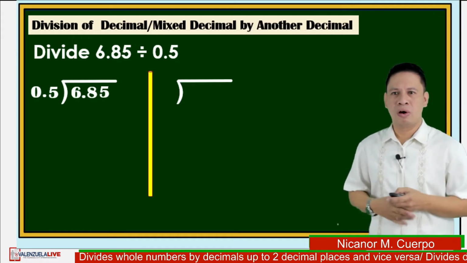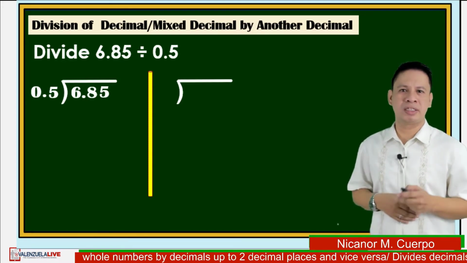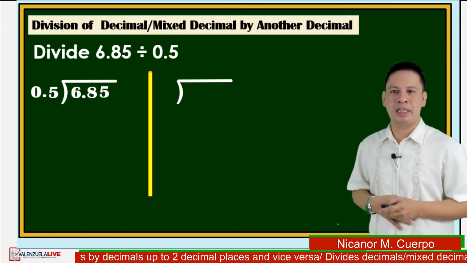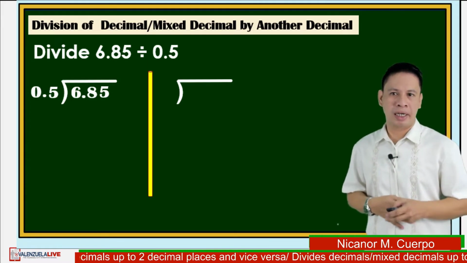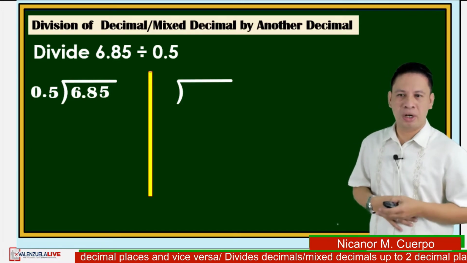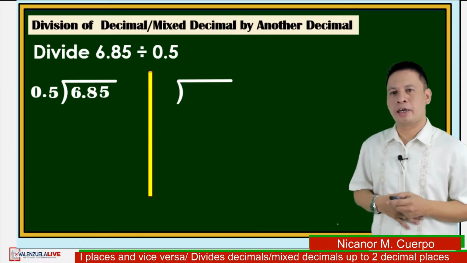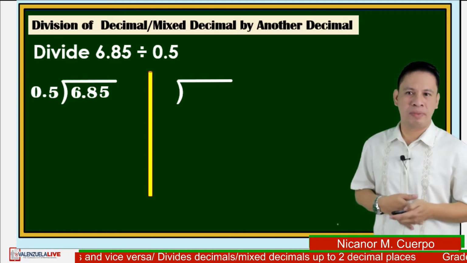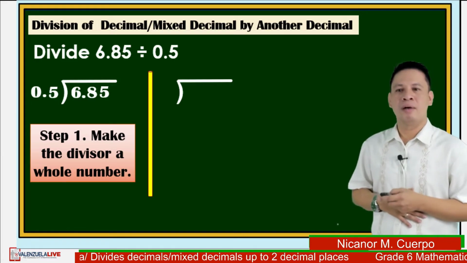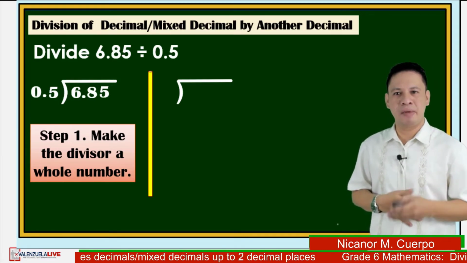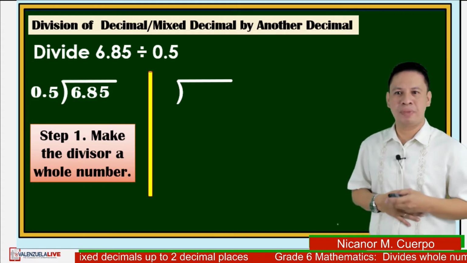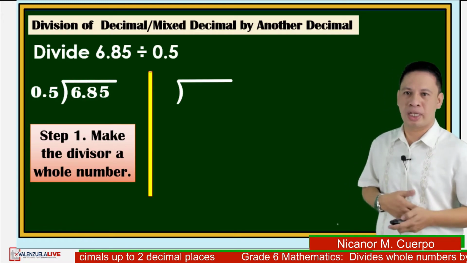Okay. Now, what if you are asked to divide a decimal or a mixed decimal by another decimal? For example, divide 6 and 85 hundredths by 5 tenths. So, what did you notice with our divisor? Correct. It is a decimal number. So, if that is the case, we are going to make the divisor a whole number by multiplying the divisor and the dividend by 10, or by moving the decimal point of the divisor and the dividend one place to the right.